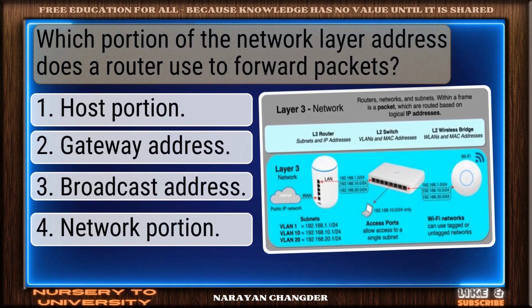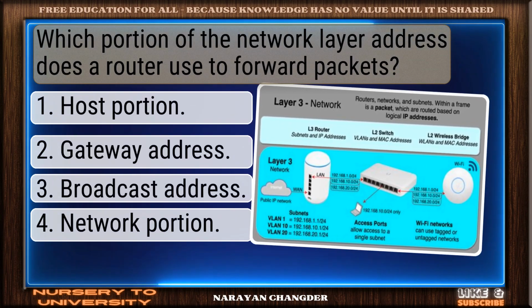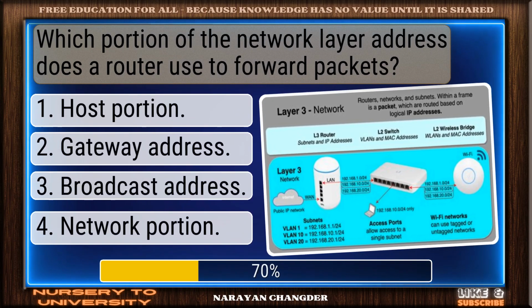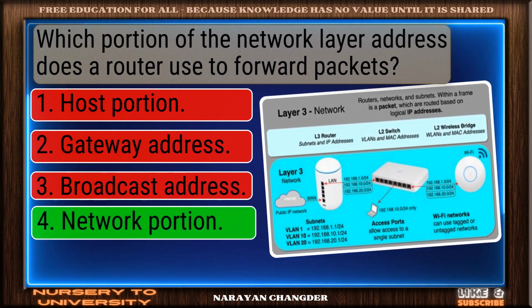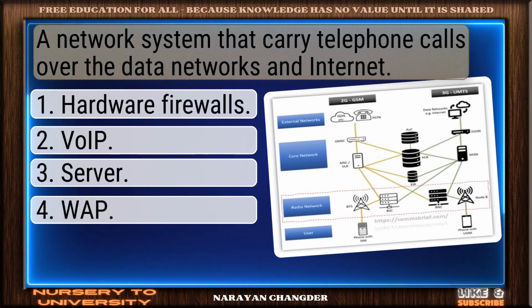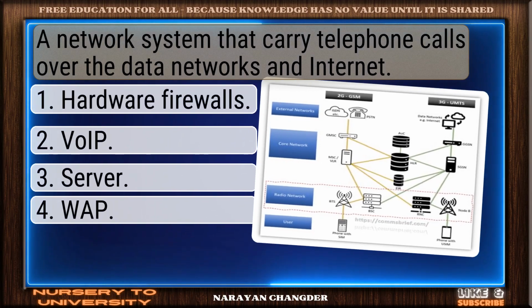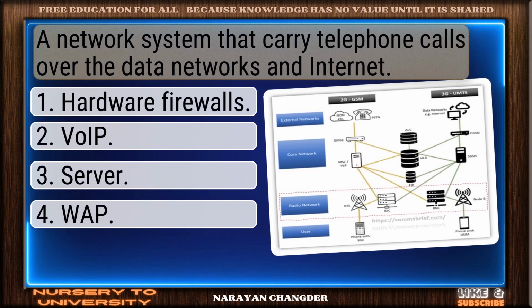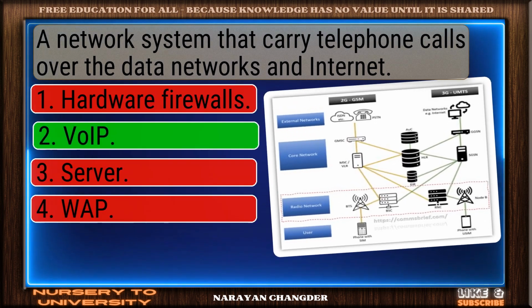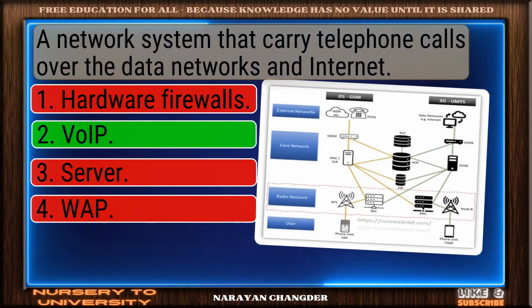Which portion of the network layer address does a router use to forward packets? Perfect. Network portion is the one. A network system that carries telephone calls over the data networks and internet. Nice selection. VoIP is correct.